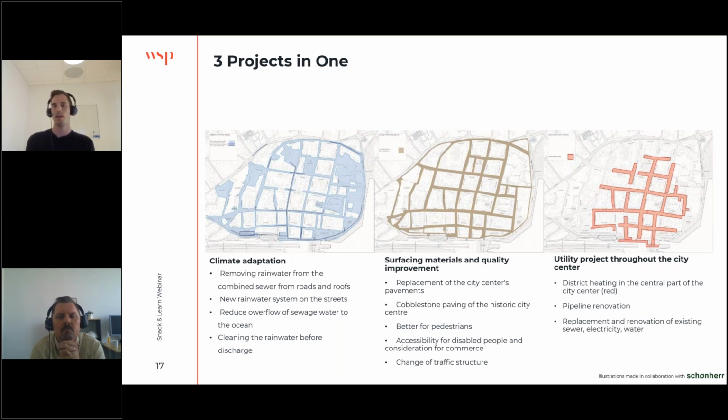And on the right-hand side here, you see it's also a utility project. So they're also renovating all the pipes underneath the ground, the sewer, electricity, and water pipes, and at the same time they are introducing district heating in the city center.